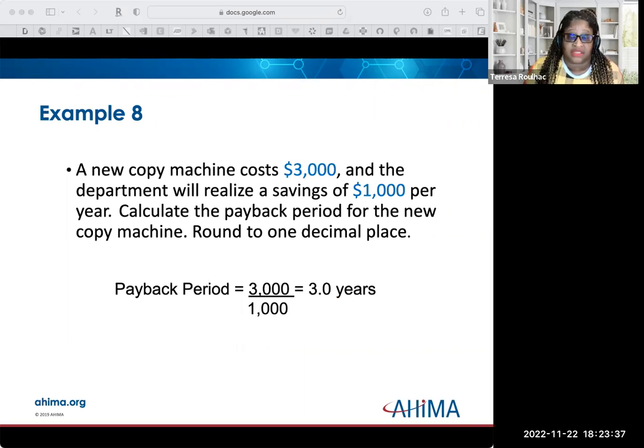Now, here we're looking at a copy machine. It costs $3,000, and the department will realize a saving of $1,000 per year. But we've got to calculate that payback period for the new copy machine, and then we're going to round to one decimal place. So you have your payback period. You have your $3,000, the cost of the machine, over $1,000 per year. In about 3 years, we'll be good to go.